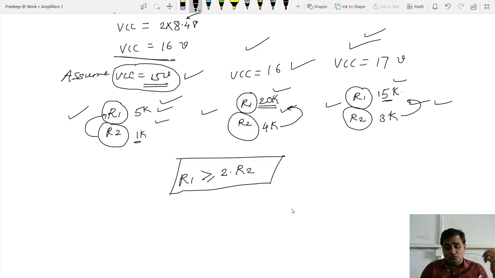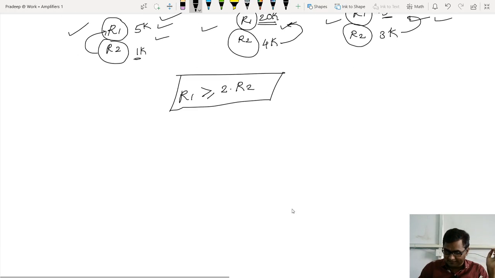This value is correct. So no matter what value you have calculated, if you are the designer, the matter is proportion. Is it? So that's why I'm telling you that VCC equal to 15, 16, 17, no matter what value you have assumed, because we are the designer, we are free to assume any value. Even in your question paper, the note which is written is assume suitable value. See, assume, and the most important word is suitable. Assume suitable value.